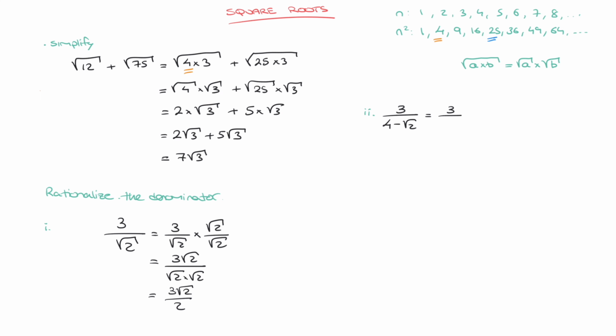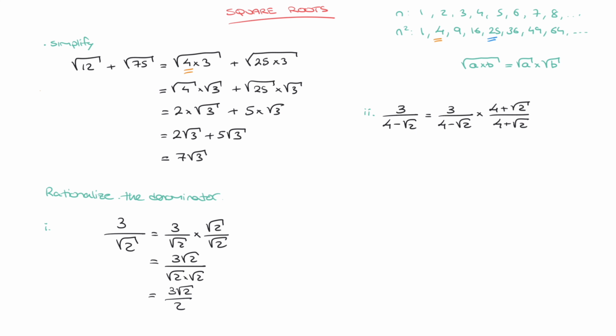We can state that's equal to 3 over 4 minus the square root of 2 times, and pay attention to the fact that it's 4 minus the square root of 2 here, times 4 plus the square root of 2 over 4 plus the square root of 2. Again, I'm allowed to do this. This second fraction here will just equal to 1, so we're not changing anything here. We're just going to change how things look.